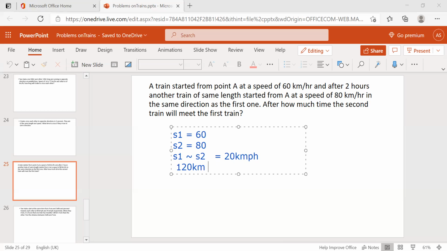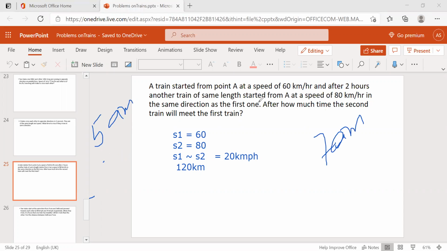Now the second train is starting. Suppose the first train started at 5 a.m. After 2 hours, it's 7 a.m. The second train starts at 7 a.m. From 5 to 7, the first train has already covered 120 kilometers. So this 120 kilometers, the second train needs to cover with the difference of the speed. Which one is faster? The second train is faster, right? If the first train were faster, the second train would never reach it.